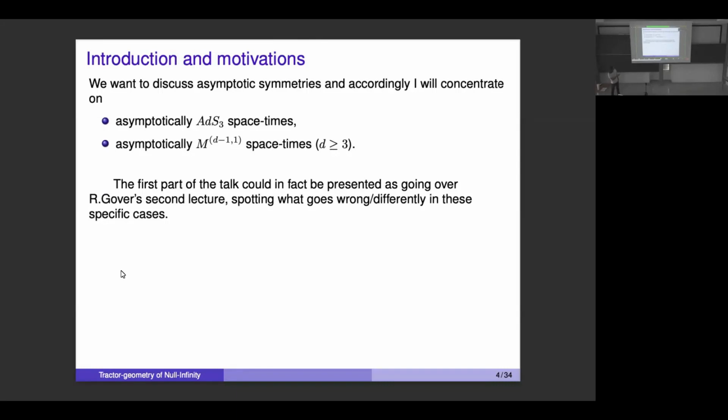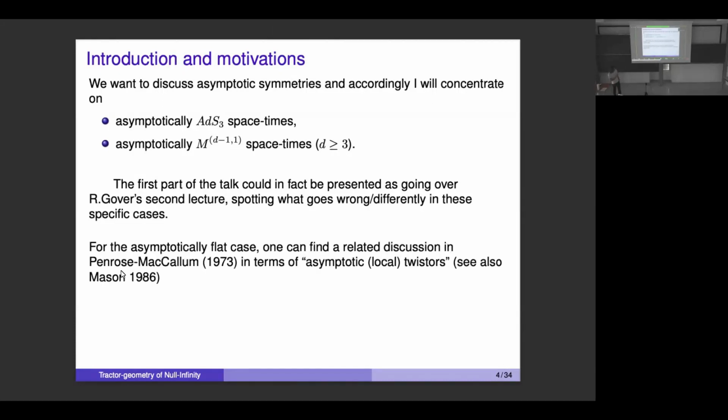So the first part of this talk, in fact, I could have presented the whole talk as just going through Rod Gover's lecture, especially the second one, and trying to spot how things get different in these very specific cases. And you would see that indeed there are differences, and that could be an exercise, but I'm not going to do it this way because it would be a bit tedious just to redo the same lecture. So the presentation will be different, but in spirit, this is what you could do.